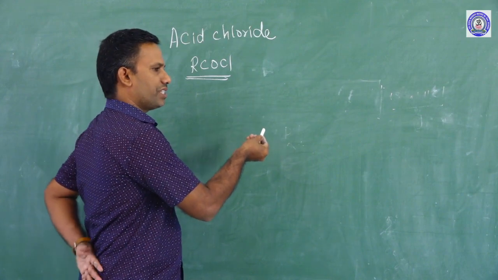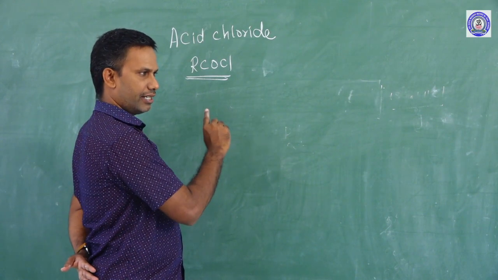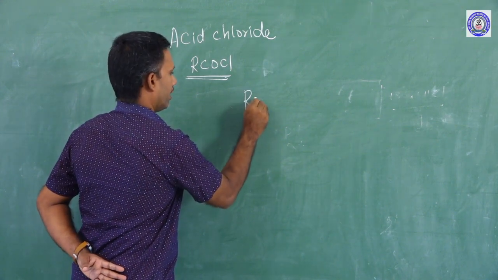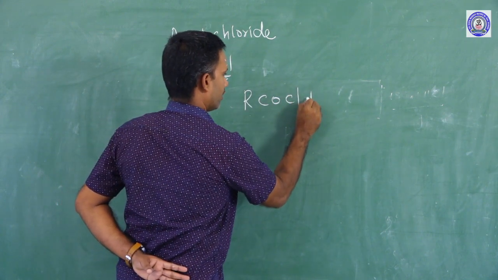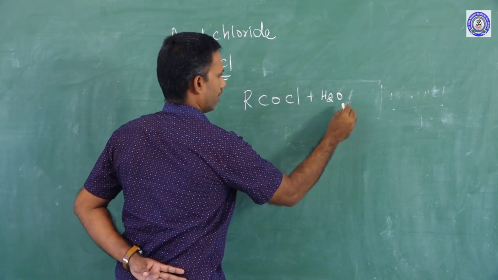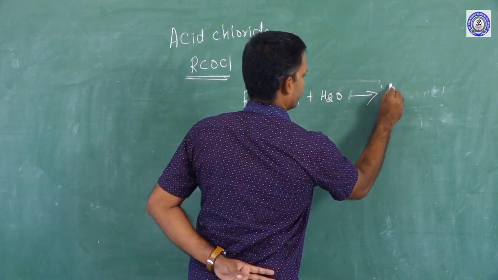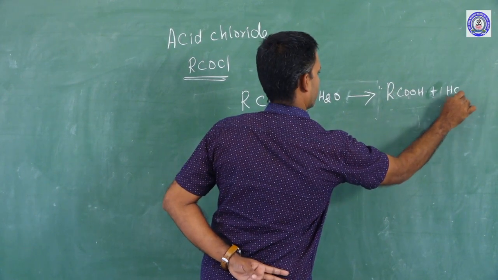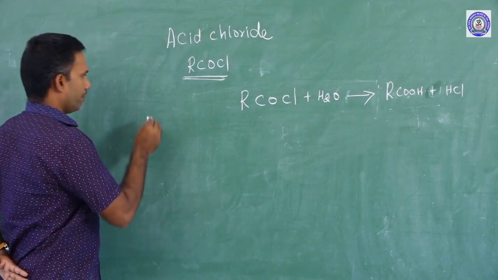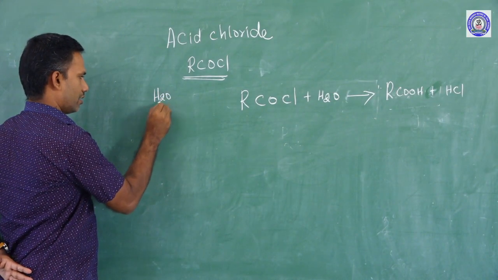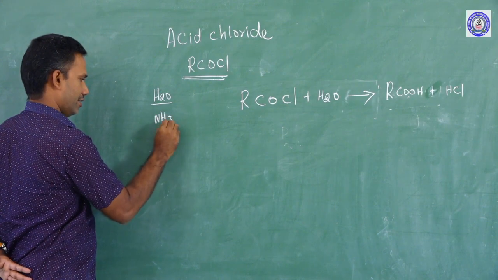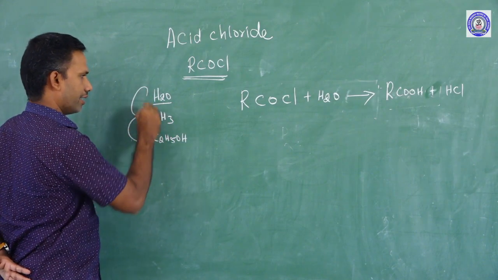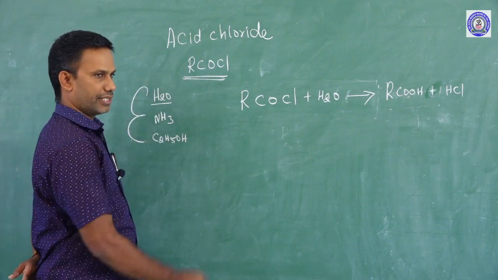Property: it fumes in water vapor, but it does not dissolve in water. Due to long contact with water, it will dissolve to give an acid. The chemical properties of all the acid derivatives are based on treatment with water, treatment with ammonia, and treatment with ethyl alcohol. These three things mainly come in all chemical properties of acid derivatives.